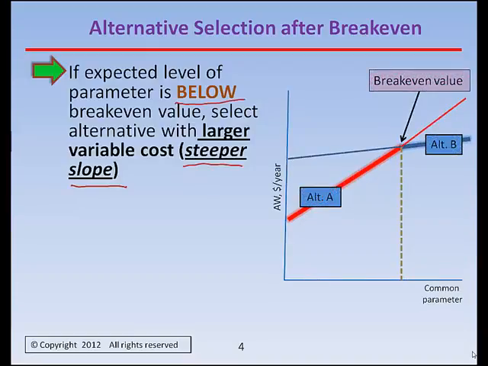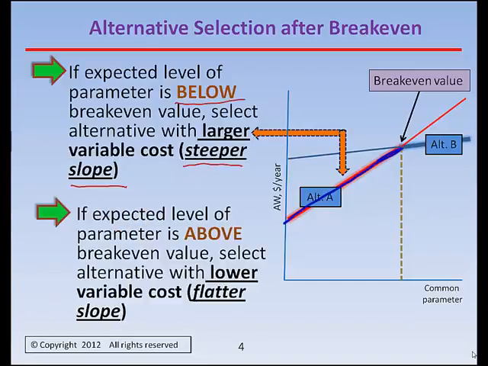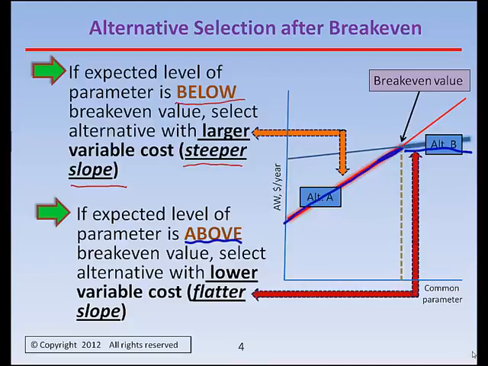Here are two linear total cost relations for alternatives A and B, with their break-even value shown. Alternative A has the larger variable cost or steeper slope to the total cost relation for all parameter values below the break-even point. Now look at all points above the break-even value. The alternative with the lower variable cost is selected here since its cost is lower. In summary, if the parameter is above the break-even, select the alternative with the lower or flatter slope.